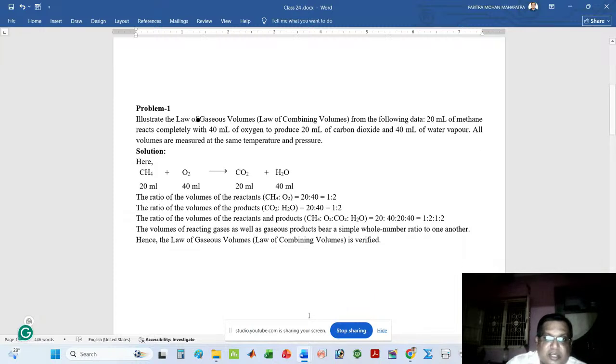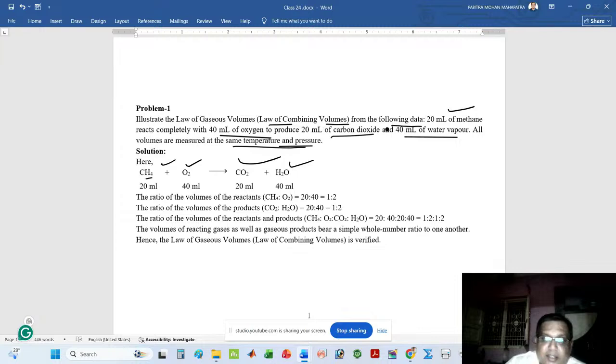Illustrate the law of gaseous volume, that is the law of combining volumes, from the following data. 20 ml of methane reacts completely with 40 ml of oxygen to produce 20 ml of carbon dioxide and 40 ml of water. And all the volumes are measured at the same temperature and pressure. That means the temperature and pressure for CH4 must be the same also for oxygen, carbon dioxide, and water. The temperature and pressure for all the gases must be the same.